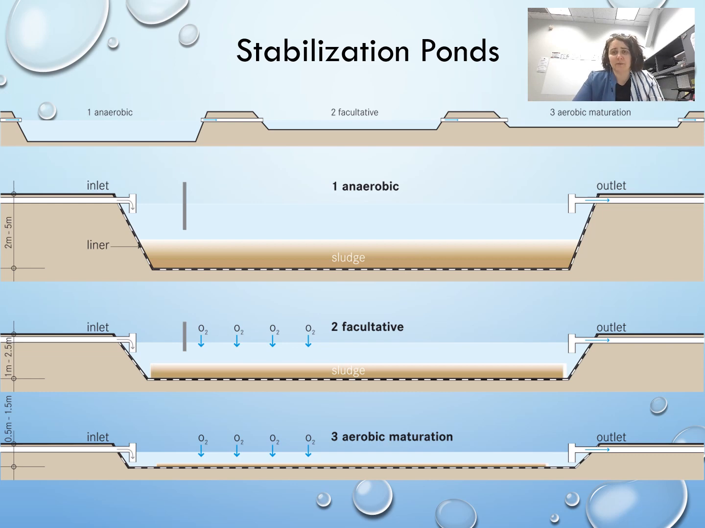So normally it's not just one pond, it's a series of ponds. And they get progressively shallower and they move from anaerobic to aerobic treatment. We start without oxygen and then we add oxygen.